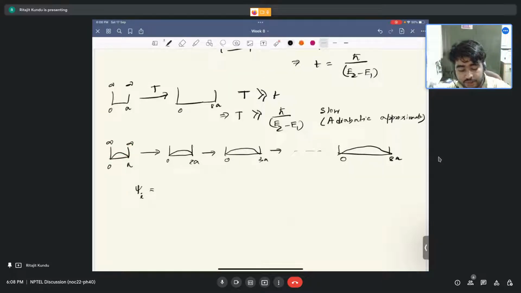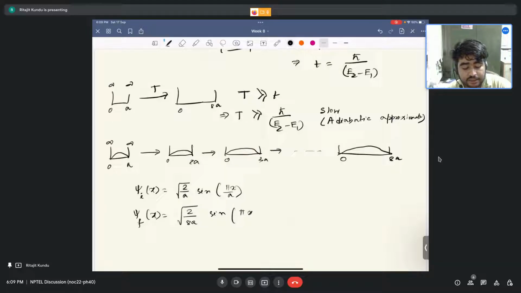So we know what is the wave function of that. The wave function is given by square root of 2 by a, sine pi x by a. Okay, so this is my initial state. But after time t, my final state is actually a ground state of the large potential well, which is between 0 and 8a. So now it becomes square root of 2 by 8a, sine pi x by 8a. Okay, so this is the ground state of the final potential well. So this is all right.